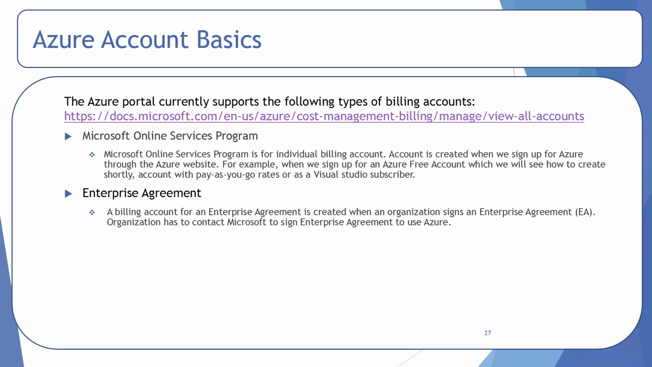For example, when we sign up for an Azure free account, which we will see shortly, account with pay-as-you-go rates or as a Visual Studio subscriber. A billing account for an enterprise agreement is created when an organization signs an enterprise agreement. Organization has to contact Microsoft to sign enterprise agreement to use Azure.